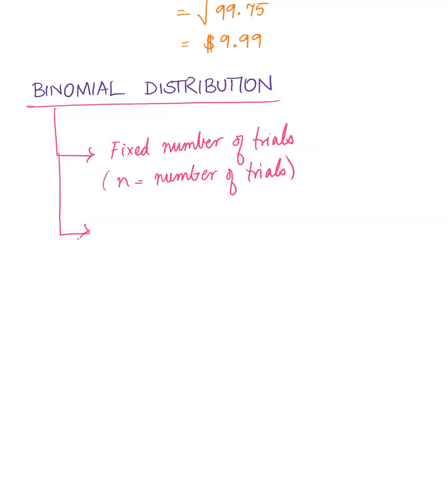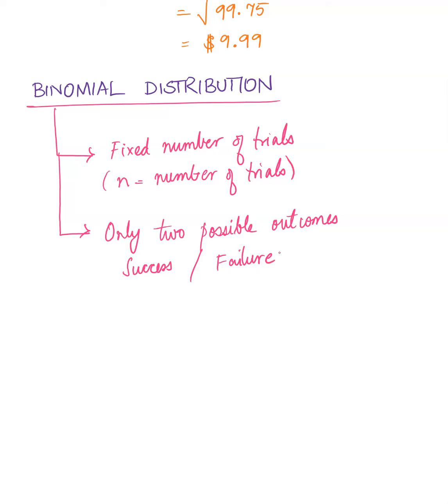And then there are only 2 possible outcomes. Just for generality, we call them success and failure. So only two possible outcomes. We call them success or failure. Now remember, it does not mean that the experiment should be something successful.